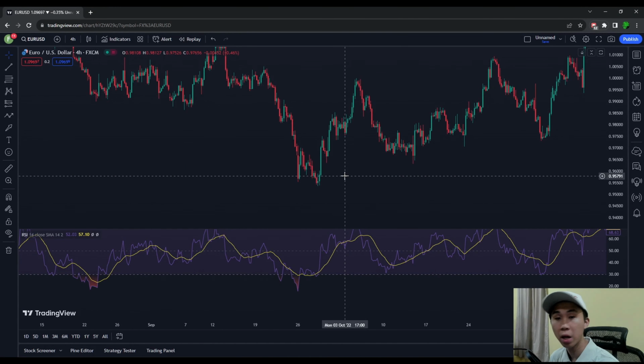In this scenario, price is making lower lows on the Euro USD. But what do we notice? Let's check the RSI chart. But in the RSI, it is making a higher high. So we can safely say that there is divergence.